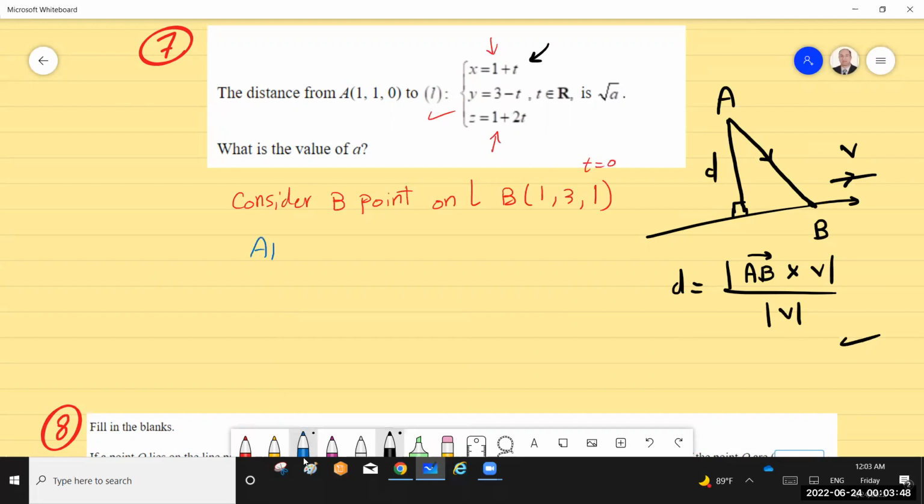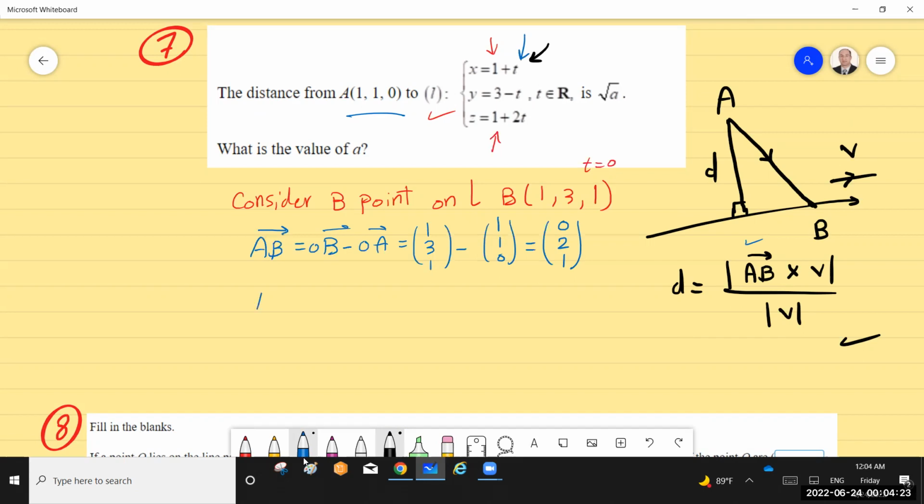The vector AB now is B minus A, yes? It is OB minus OA. So this point B, (1, 3, 1), just subtract from A, this point (1, 1, 0). The answer is 1 minus 1, 0; 3 minus 1, 2; 1 minus 0, 1. Okay, I found this first part. The vector v, the direction vector, is already given here as the coefficient of the parameter.